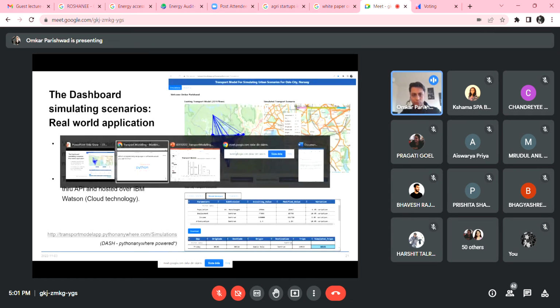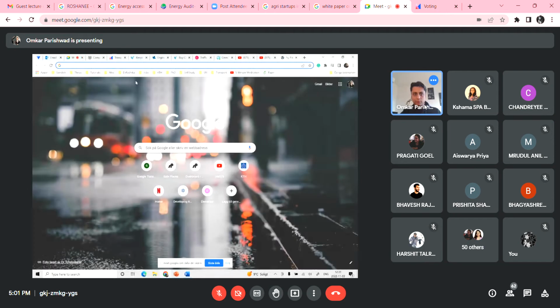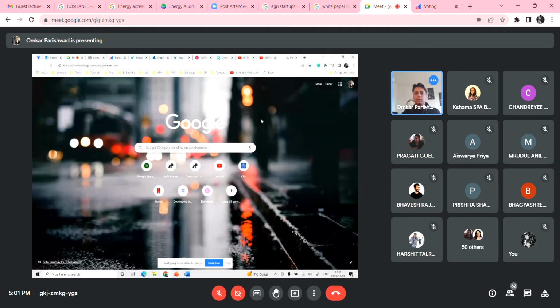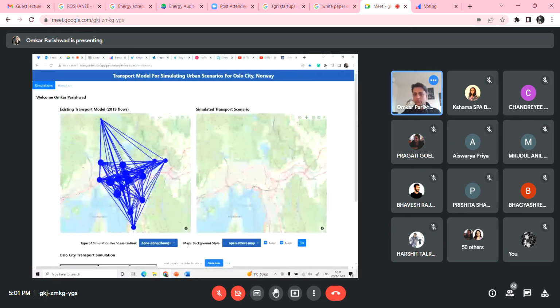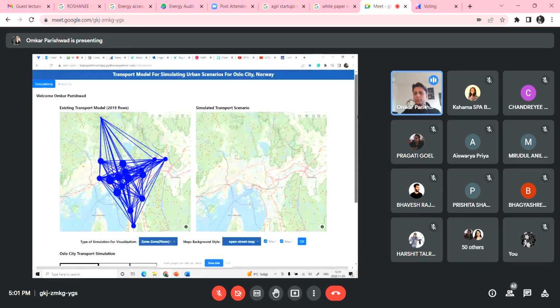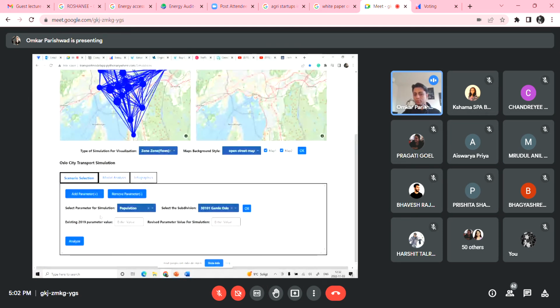This is the dashboard. So let me show you. This was the final outcome, I would say. And what I did was, the model which I developed, I was able to host it on a cloud technology like IBM Watson, because basically W squared purchased IBM Watson so that it would serve as a backend. And this is the front end where we are able to perform simulations. And these are the different parameters that we have considered.